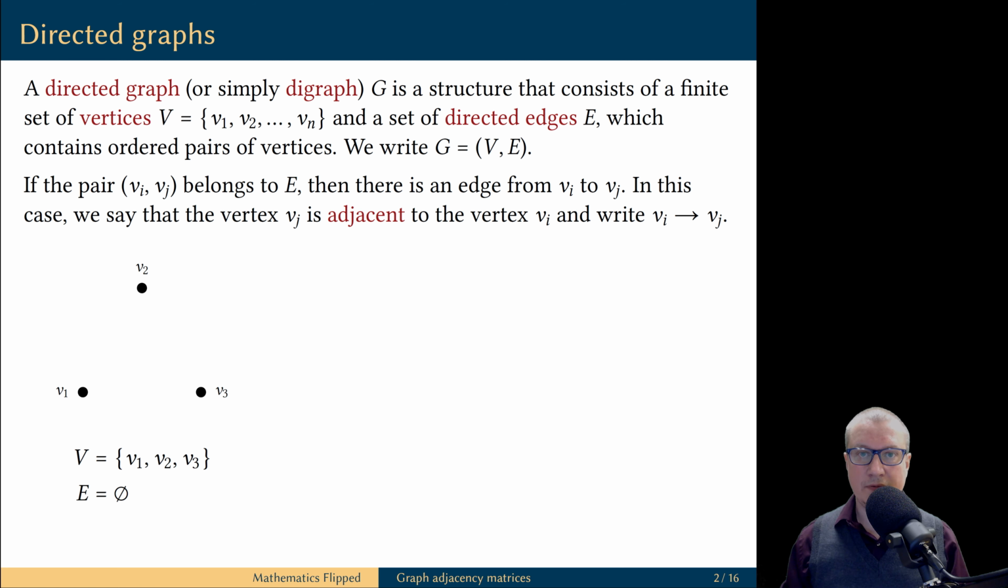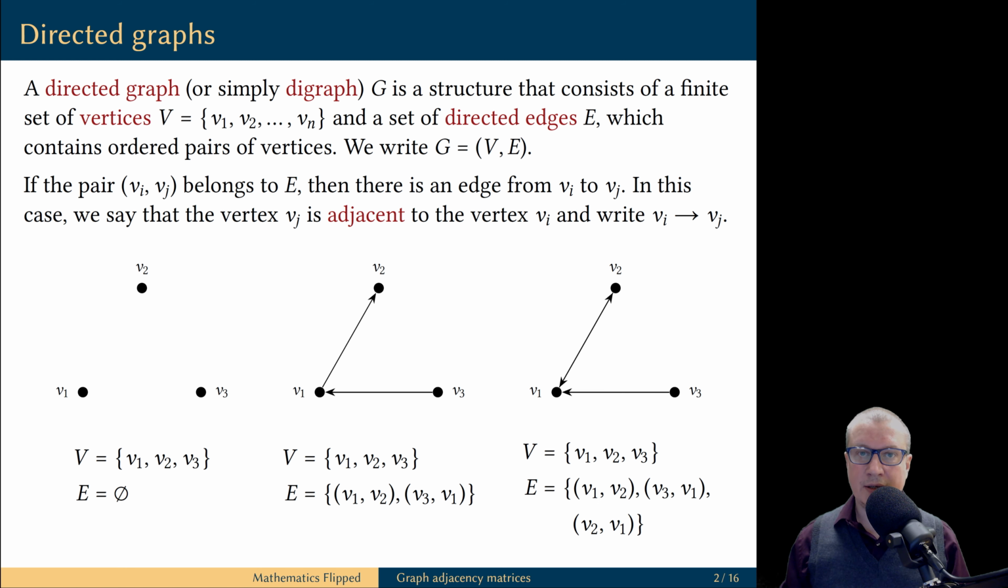Here is an example of such a graph. This graph consists of three vertices and the set of directed edges is empty. Here is another example. We still have the set of three vertices, but we added two directed edges. Yet another example, the same set of vertices and we added one more directed edge. Notice that now there is an edge that goes from the vertex v1 to the vertex v2, and there is an edge that goes from the vertex v2 to the vertex v1.